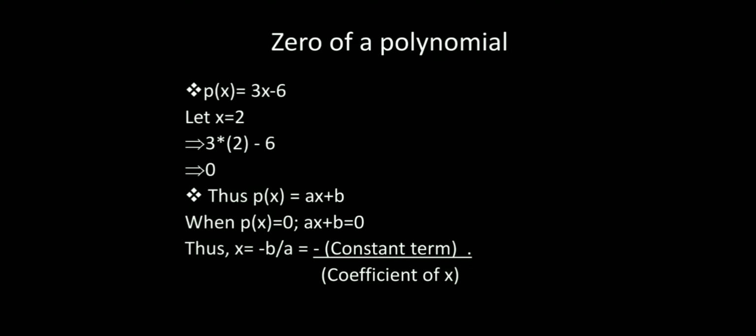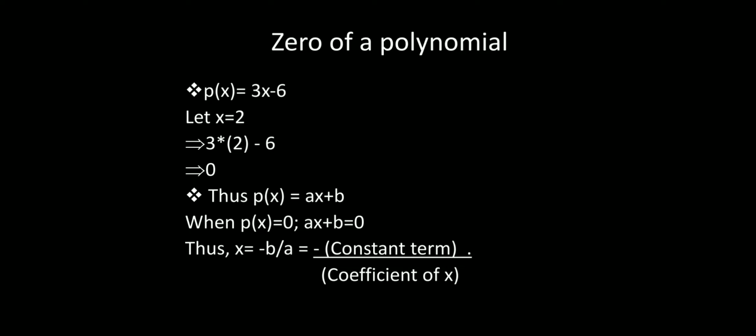Moving further, you can take the equation 3x minus 6 as ax plus b. If p(x) equals 0, then ax plus b equals 0. Taking b to the right-hand side, you get ax equals minus b, and leaving x alone on the left-hand side, you get x equals minus b by a. So can you say that x, the zero of the polynomial, is equal to minus the constant term divided by the coefficient of x? The constant term in the example is 6 and the coefficient of x is 3.